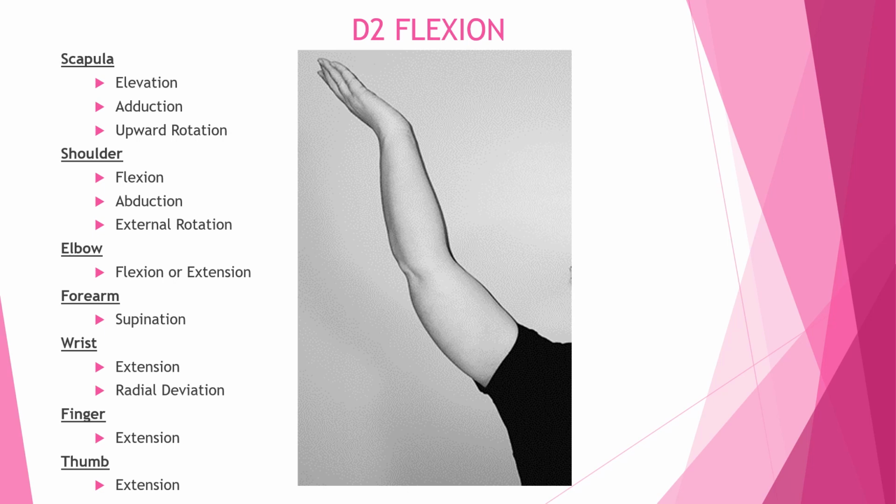The forearm is in supination. The wrist is in extension and radial deviation. The fingers are in extension, and the thumb is in extension.